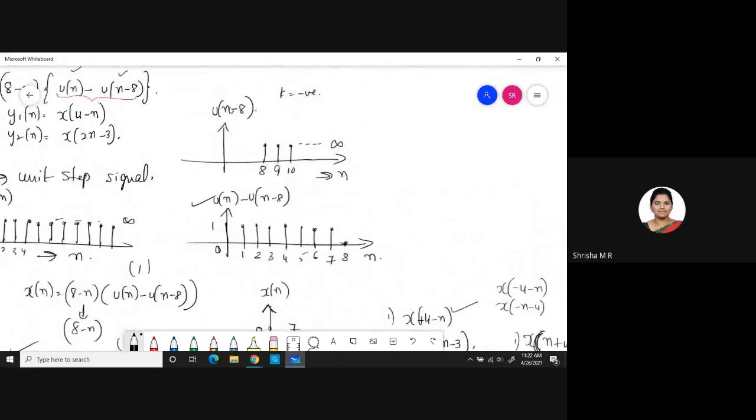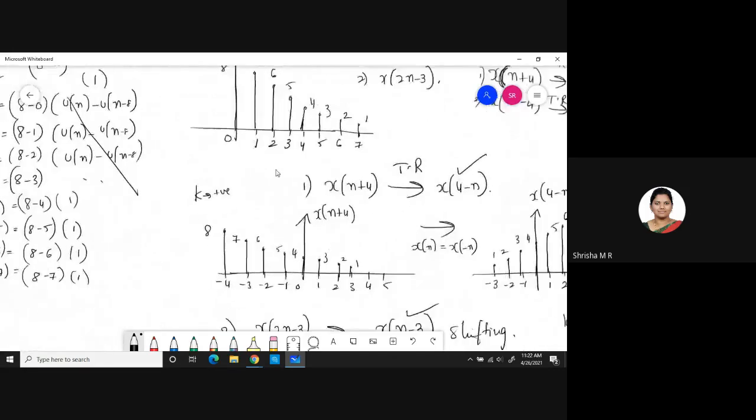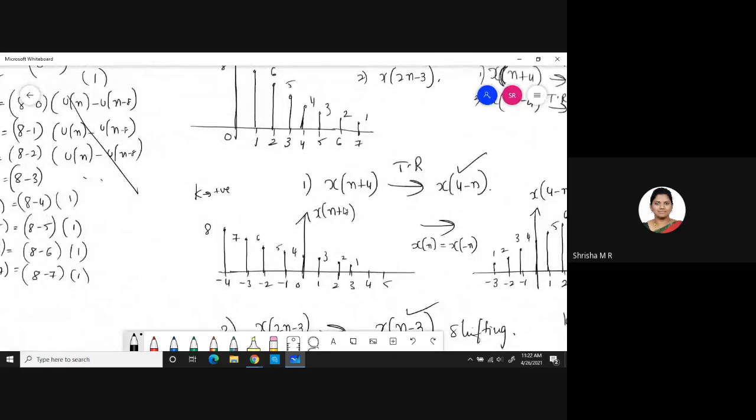U of n minus 8 means k is negative, right shifting, and that signal occurs 8 seconds late. But if you have a positive sign, it is left shifting and that signal will occur that many instants earlier. Okay. So you have a signal starting from 0 up to 7. So if k is positive, left shifting by 4 instants, that signal will occur 4 seconds earlier.